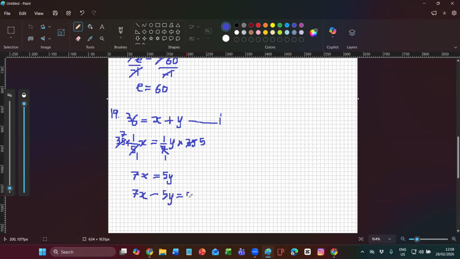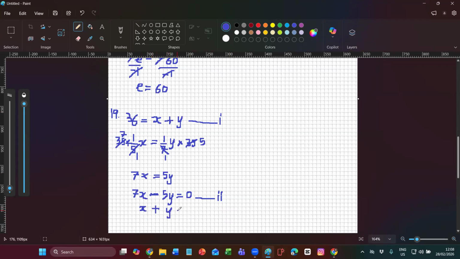No, it will be equal to 0. This is what I did. I just subtracted 5y from both sides, because we want two of them to be on the same side, isn't it? Yes. You understand? So it's 0. So this is equation 2 and we have equation 1. So let's just put equation 1 directly on. X plus y equals 36.